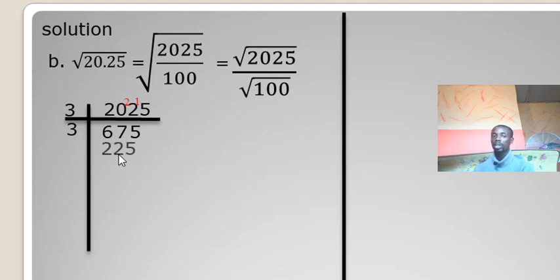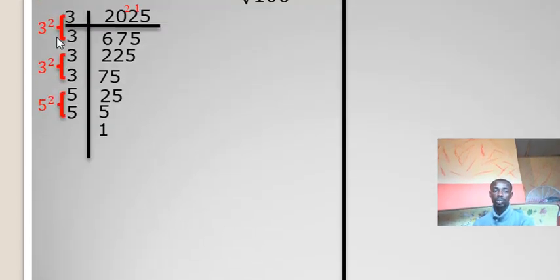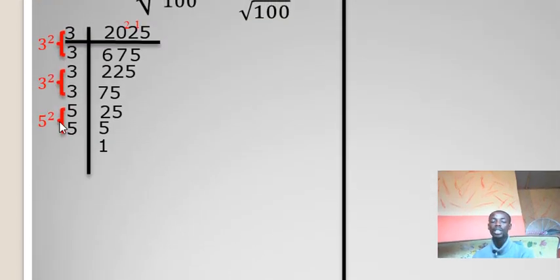So this time around I'm going to be having 225. 3 is still functional. Divide 225 by 3, you have 75. Still using 3, I have 25. Now 5, I have 5. 5, I have 1. Okay, now I stop and I pair my prime factors. Okay, so this is 3 squared multiplied by 3 squared multiplied by 5 squared. And the answer there is going to be 3 multiplied by 3 multiplied by 5, which is 45.